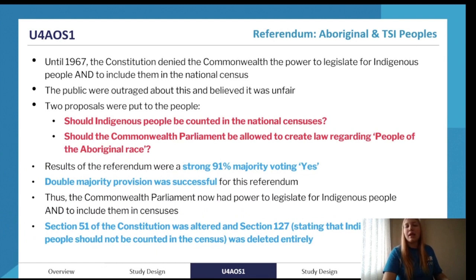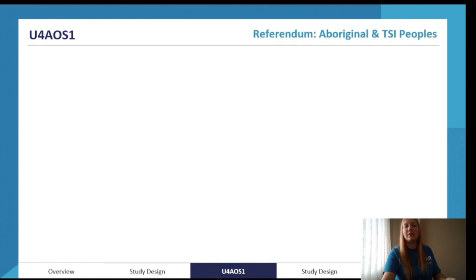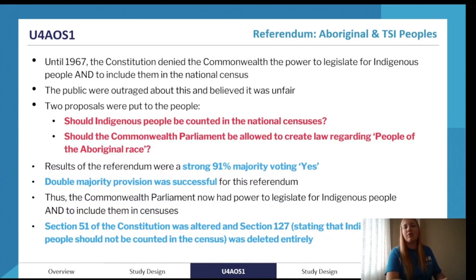Amazing. So then let's look at the one referendum, as you do need to know a successful referendum as per the study design. And we will look at the famous Aboriginal and Torres Strait Islander people's referendum. Remember again, you need to know it in pretty much this level of detail that you're seeing on the slides and be able to discuss what happened, how, for example, Section 7 and 24 served as a protection in the Roach case, why it was interpreted that way, how is that significant. Same for the referendum for Aboriginal and Torres Strait Islander peoples.